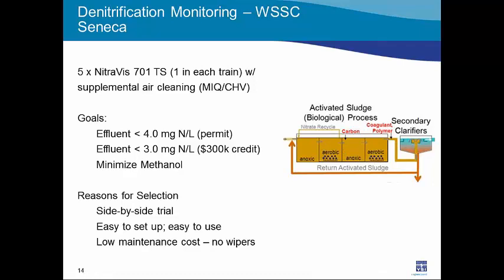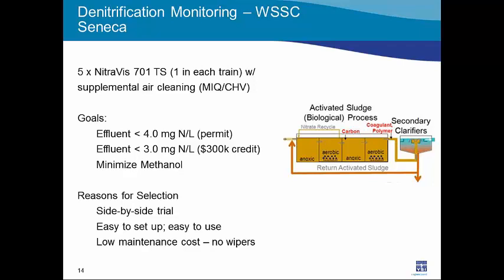More specifically for this customer, their goal was to achieve an effluent of less than 4 milligrams nitrogen per liter. That was their permit requirement. However, if they were able to achieve an effluent of less than 3 milligrams nitrogen per liter, they would qualify for a $300,000 credit from the state of Maryland. Of course, they also wanted to minimize methanol dose. They could always just keep pumping carbon into that second anoxic zone to make sure they met their goals. But then it would offset the value of that credit.